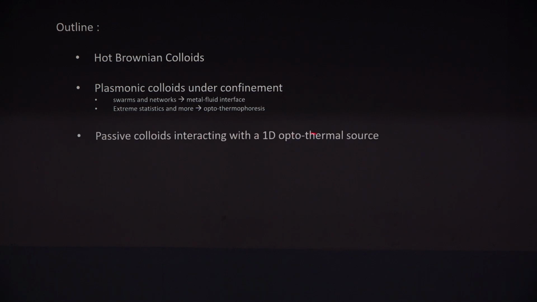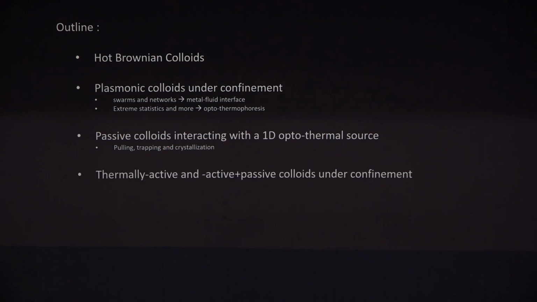Passive colloids interacting with the so-called 1D optothermal source, the nanowire especially. You can talk about pulling, trapping and crystallization in such systems. And the thermally active and active-passive colloids under confinement, where you can look at some emergence in these kinds of systems: spatio-temporal patterns, emergence of chiral rotation. And finally, I'll conclude with prospects. As I mentioned, my goal is to give you an overview, but if you are really interested, I would be very happy to discuss more.